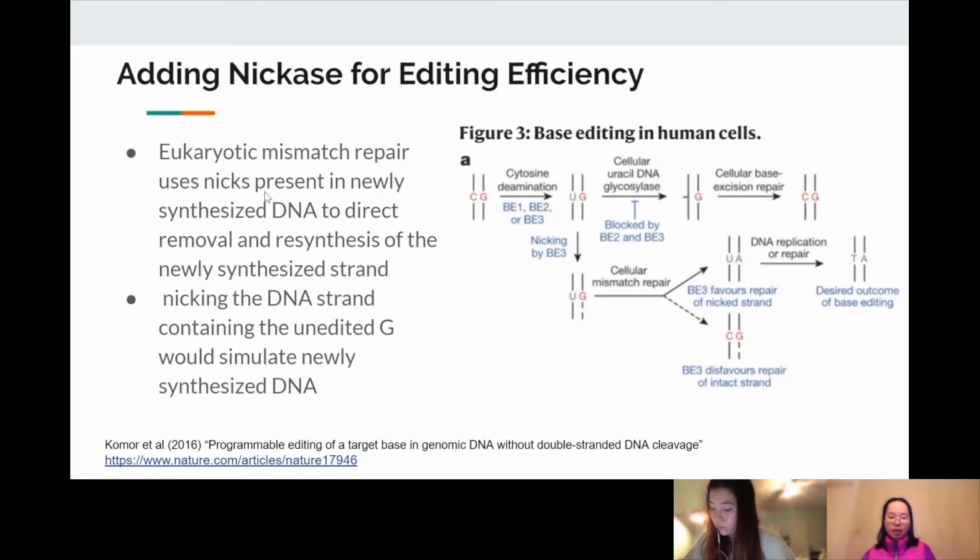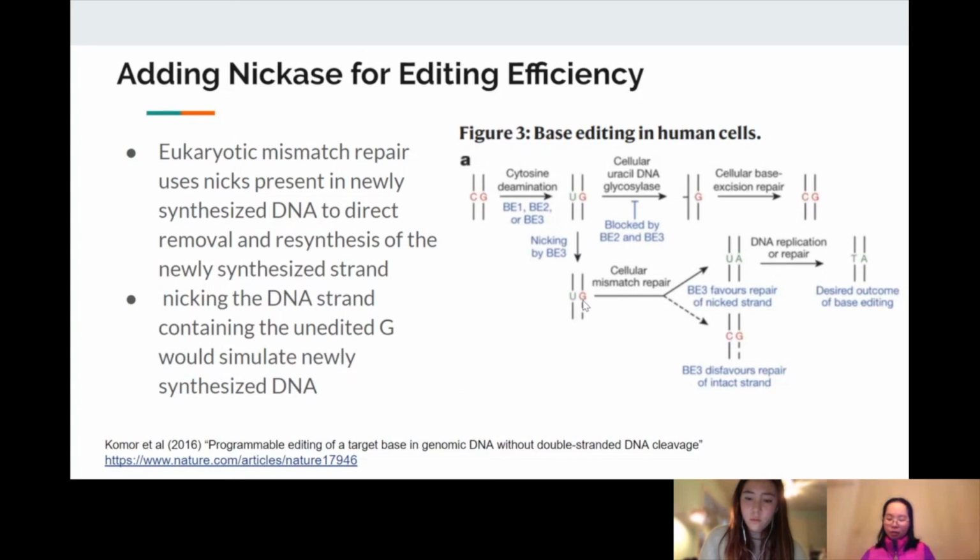Eukaryotic mismatch repair uses nicks present in the newly synthesized DNA to direct the removal and resynthesis of the newly synthesized strand. So what this means is when you have this mismatch, you have a U and you have a G. Clearly that's a problem because this U also looks like a T. So it's going to pair with an A, and the cell thinks, oh, I screwed up here somehow, so I want to change it back to what it used to be. But then how does it know which is the new base? Which was the error base? Was it the U or the G?